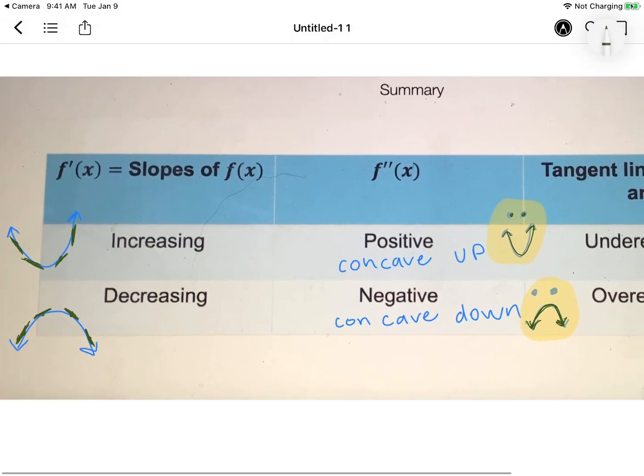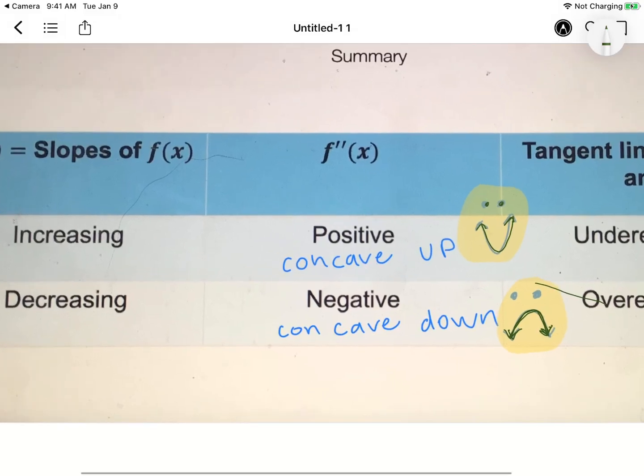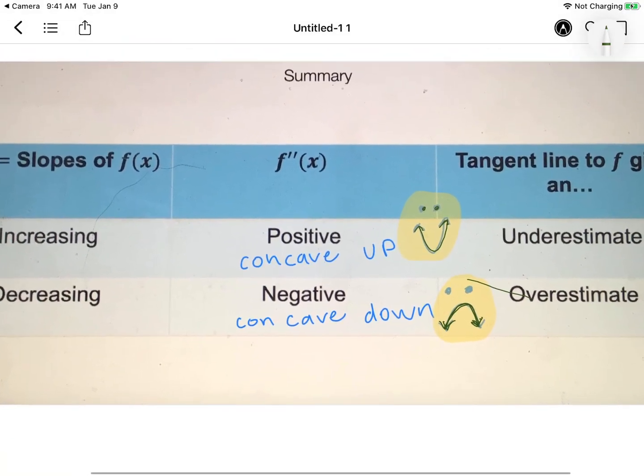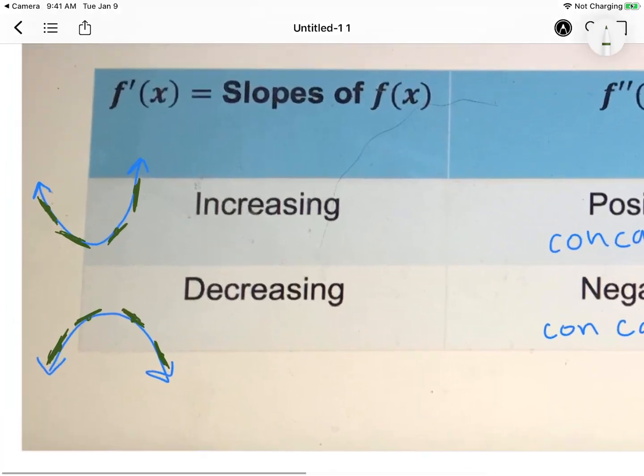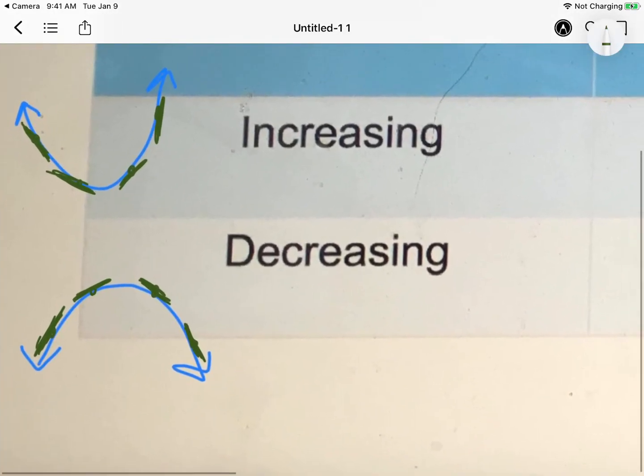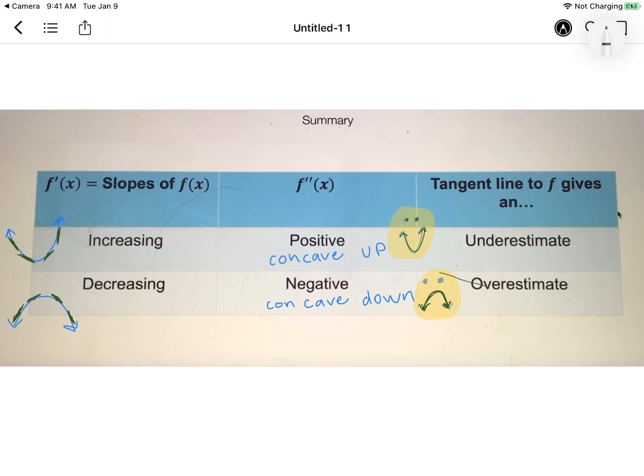You can think concave down like a frown, and you see how the smile and the frown show you what the curve will look like. So when the second derivative is negative, it's concave down, and all of your tangent lines are overestimates. If you look at my tangent lines, you can see they are over the curve. So here is the summary table that we're going to use to guide us in the problems.